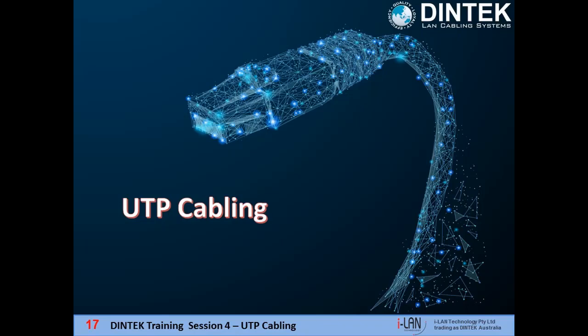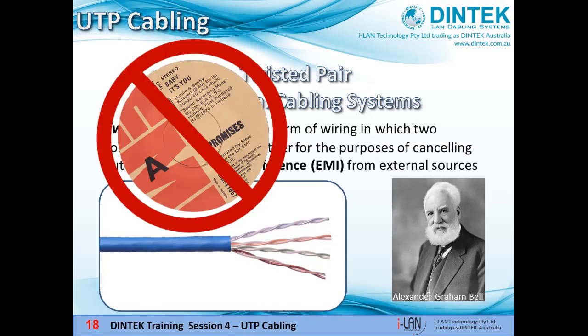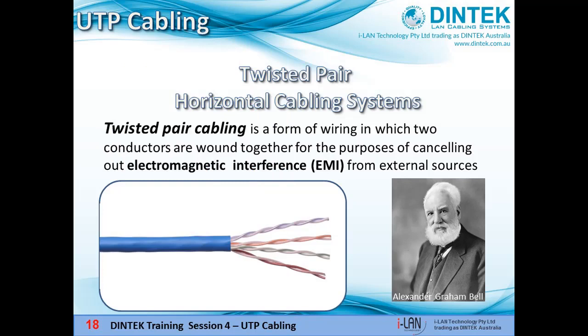And now for a look at UTP cables. UTP stands for Unshielded Twisted Pair. Twisted pair cabling is a form of wiring in which 2 conductors, that's wires, are wound together for the purposes of cancelling out EMI from external sources. EMI stands for electromagnetic interference in this case, not a defunct record label. Adding twists to the cable was invented by Alexander Graham Bell way back in 1881, and UTP is now used for most modern Ethernet networks and telephone communications around the world.